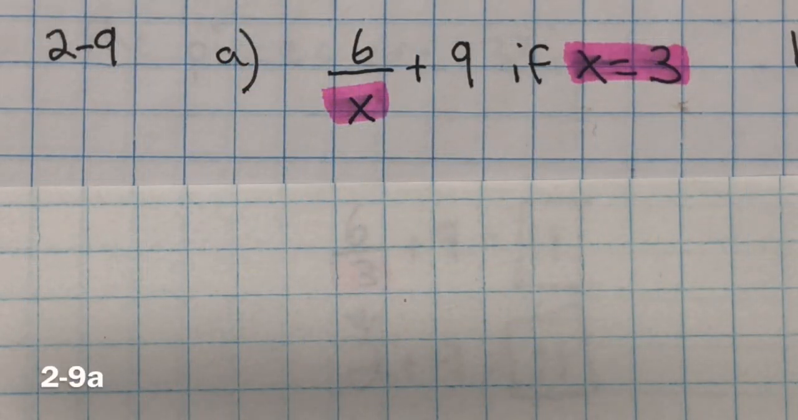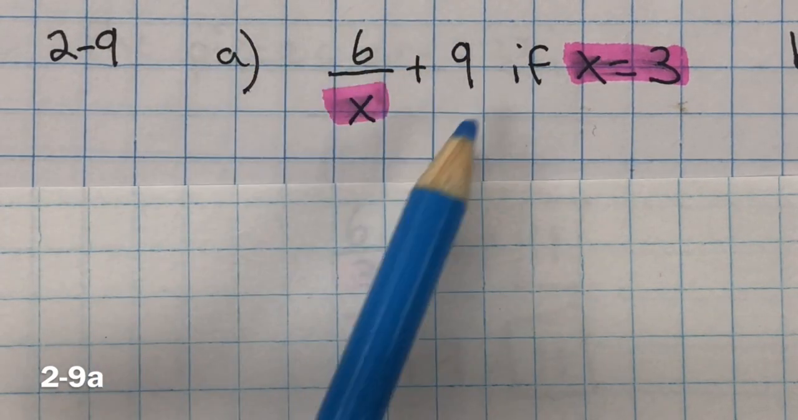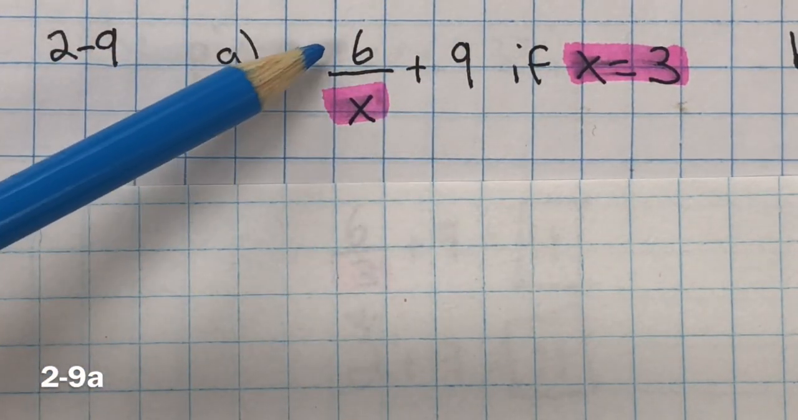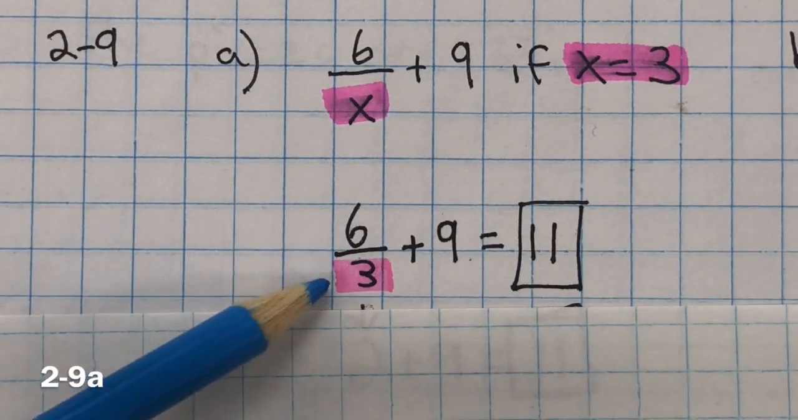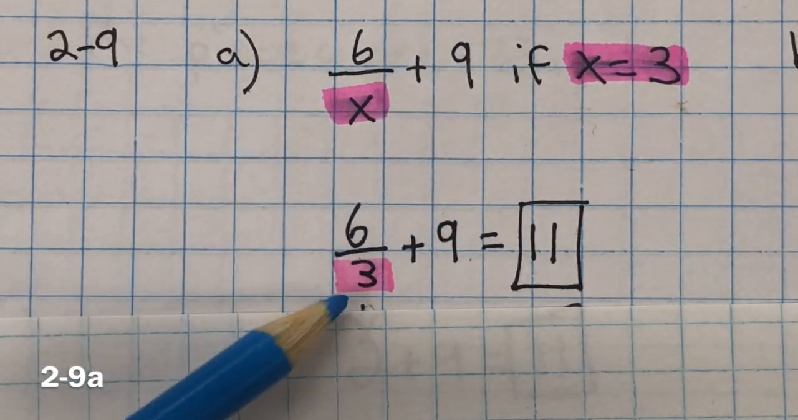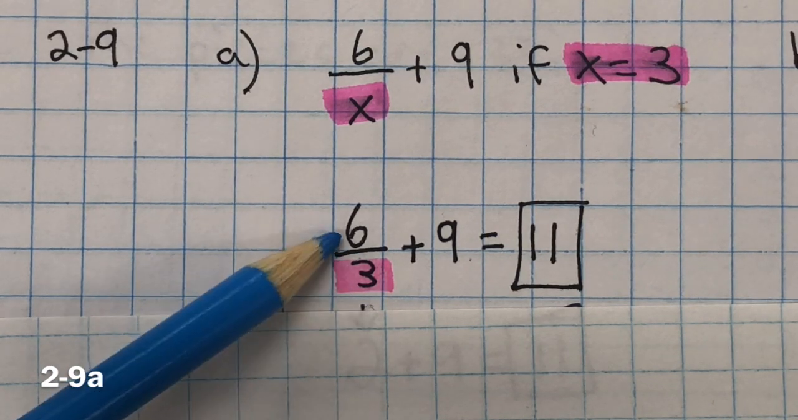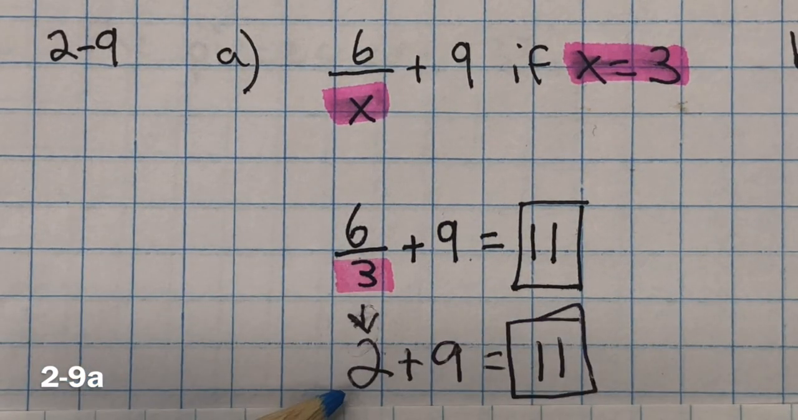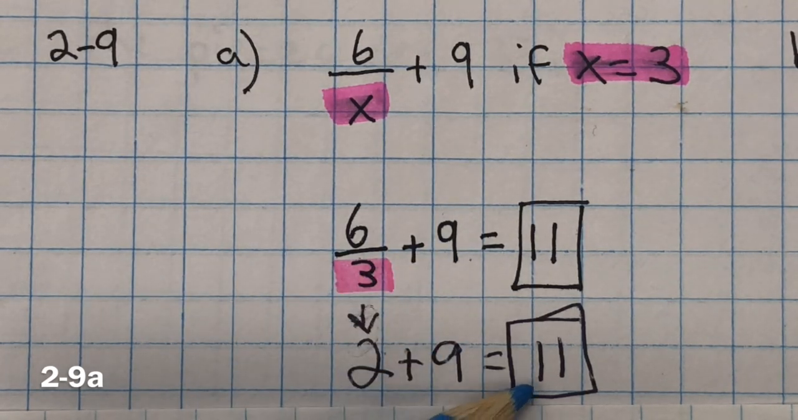For 2.9, we need to evaluate the expressions for the given values of x and y. So x equals 3 for this given expression. So we have 6 over x plus 9. So if x equals 3, we're going to substitute x with the value of 3, which is here. Now we have 6 over 3, or 6 divided by 3, which equals 2, plus 9 equals 11.